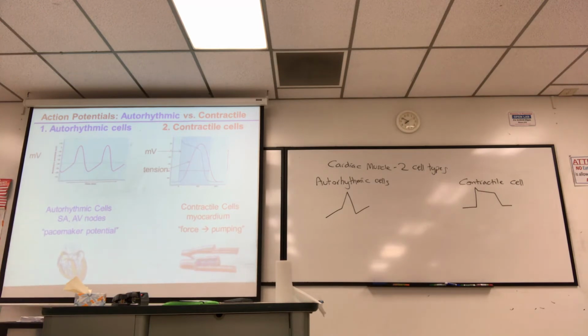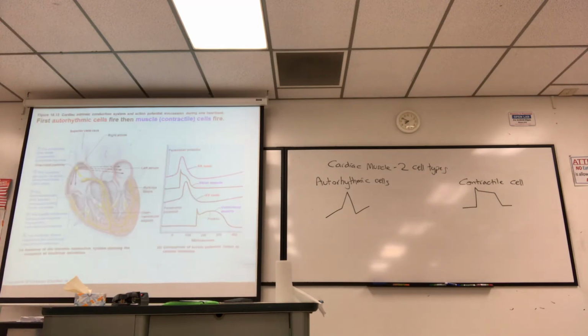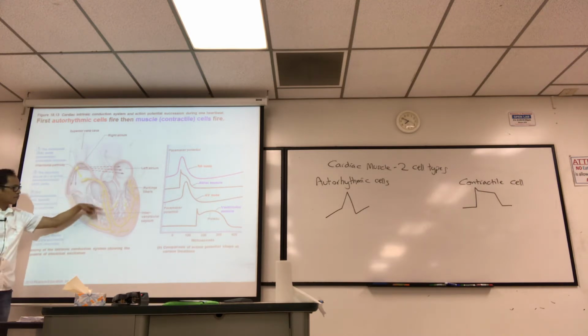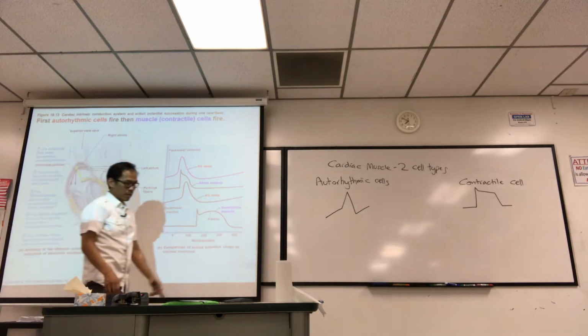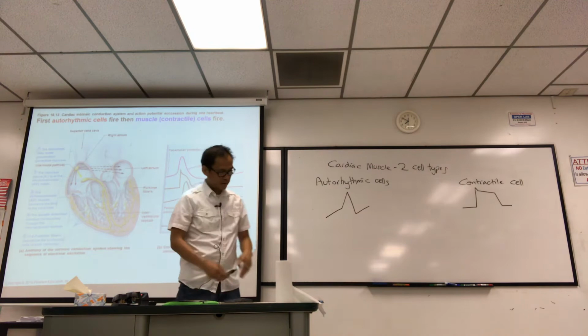So for the autorhythmic cell, that's where the signal starts. And we talked about this figure the last time. I walked you through all the different parts of the conduction system, from SA node all the way up to the Purkinje fibers at the end. What we see on this figure here is how much time it takes.